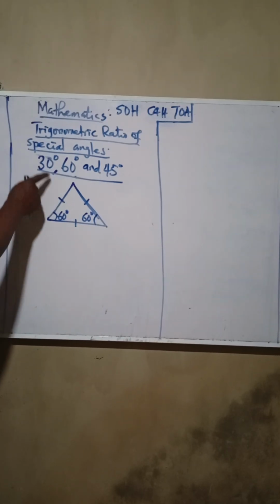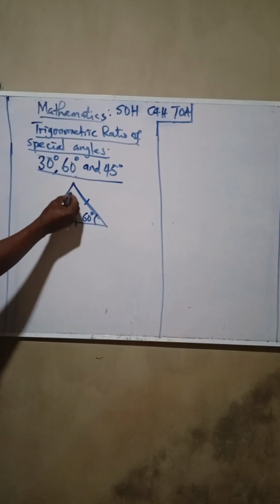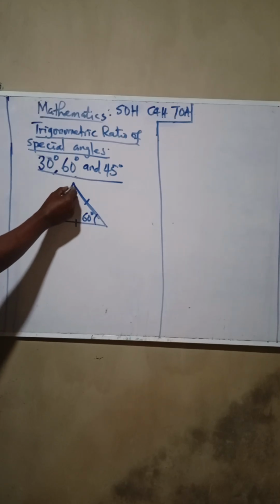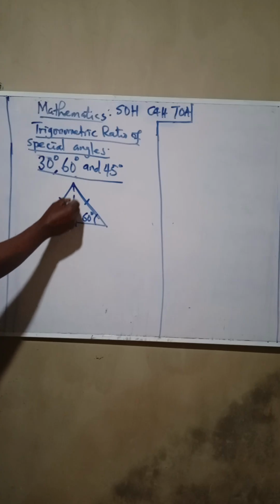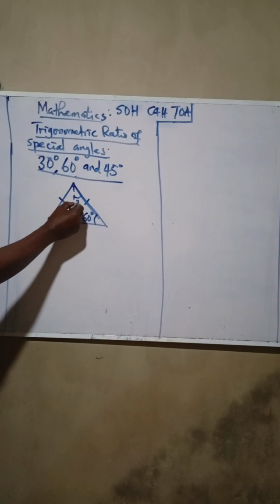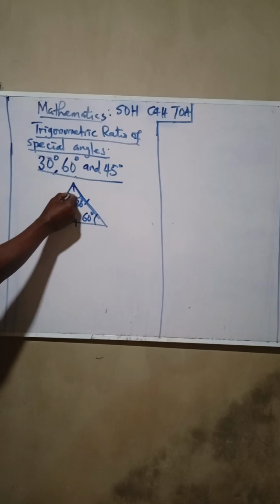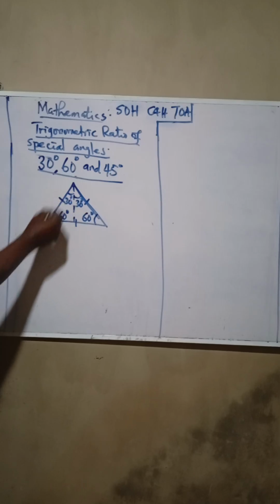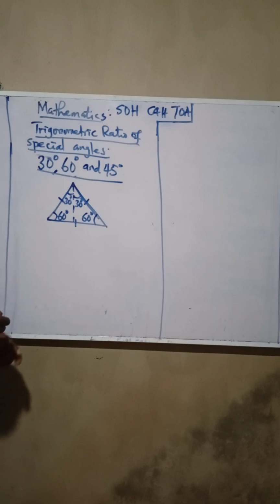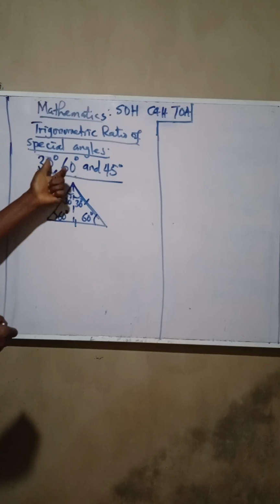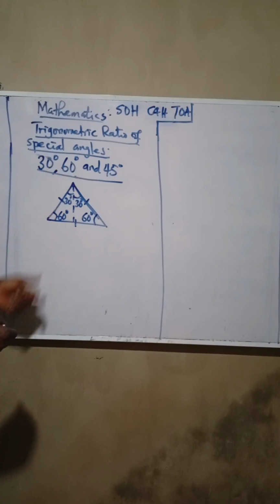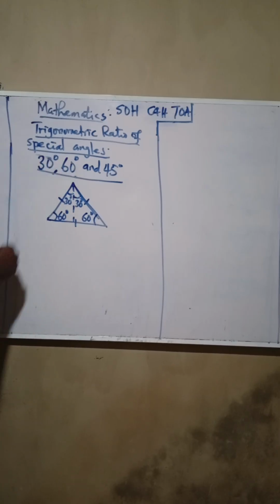But because I need angle 30, I'm going to divide this 60 degree angle here into 2. Meaning this angle will now be angle 30. This second part will also be angle 30. And another thing you need to know if you want to use this to get tan, sine and cosine of angle 30 and 60.